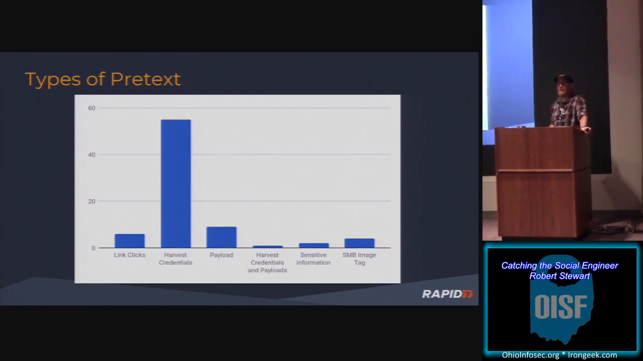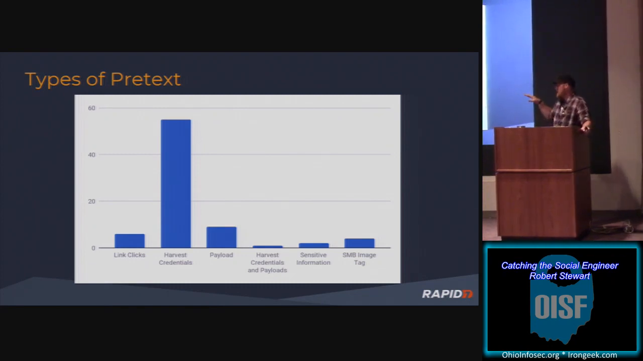All right, so after looking at OSINT, we wanted to dig into the pretexts and get an understanding of what kind of pretexts people were using and what their objectives were. And overarchingly, we found that harvesting credentials was the primary drive for our phishing emails. We want credentials.